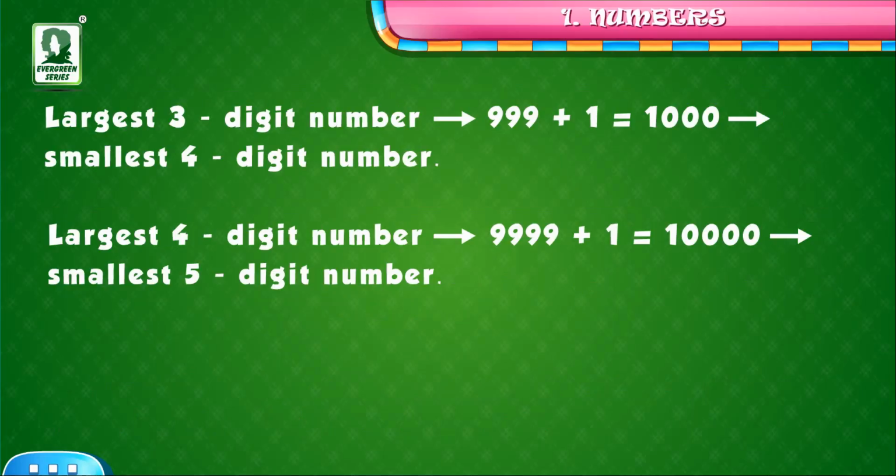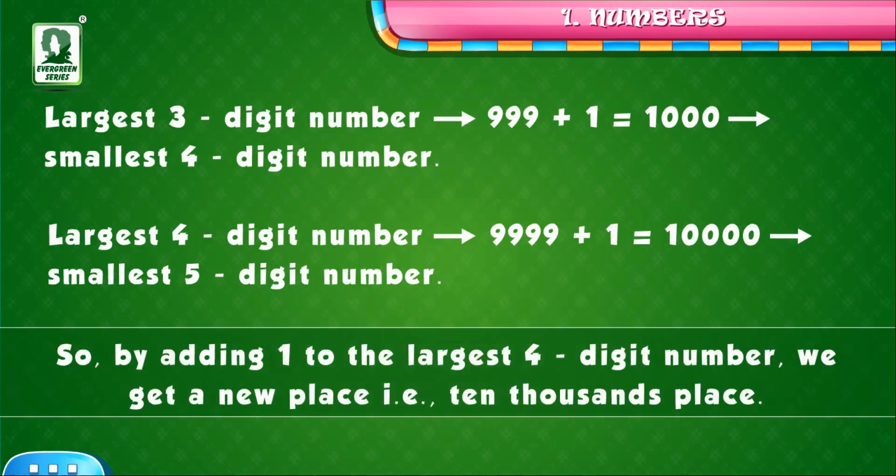Largest four-digit number is 9999 and 9999 plus 1 is equal to 10,000, which is the smallest five-digit number. So, by adding 1 to the largest four-digit number, we get a new place, that is 10,000's place.